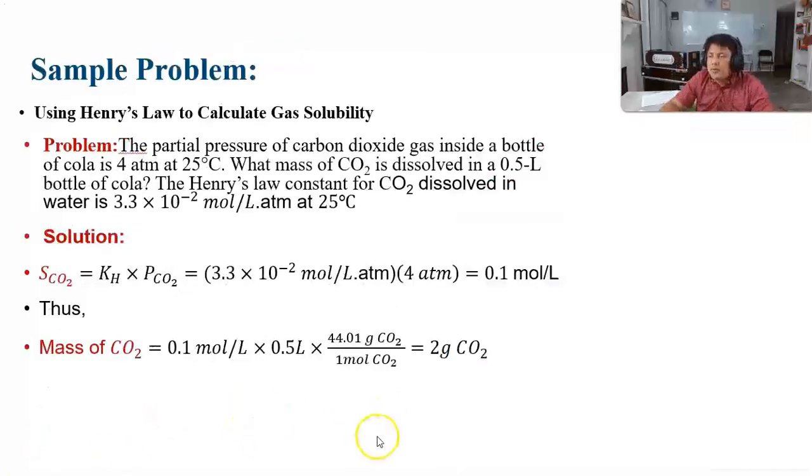So this is the sample problem for Henry's law. You can try this one. The partial pressure of carbon dioxide gas inside the bottle of cola is this many atmospheres. What mass of carbon dioxide is dissolved in it? The Henry's law constant is given here. Just plug in the Henry's law constant, and the mass of CO2 is this.